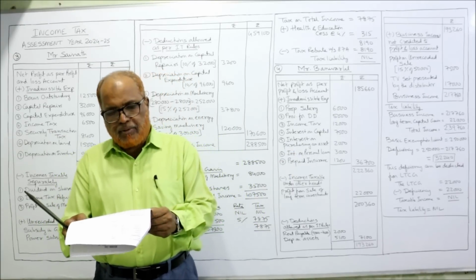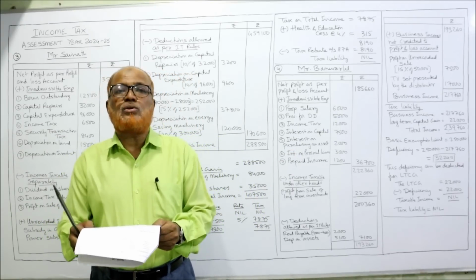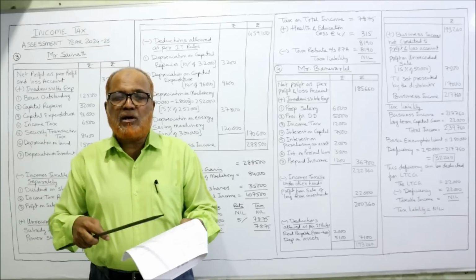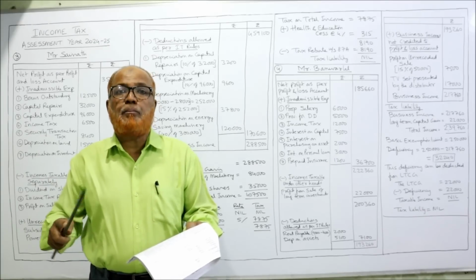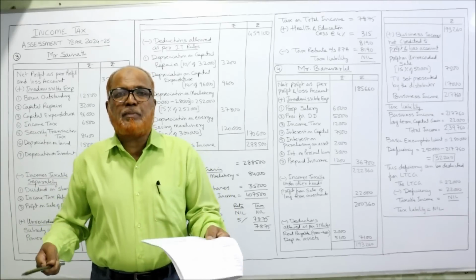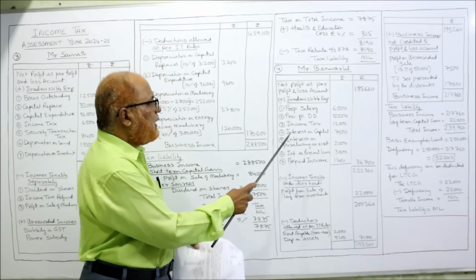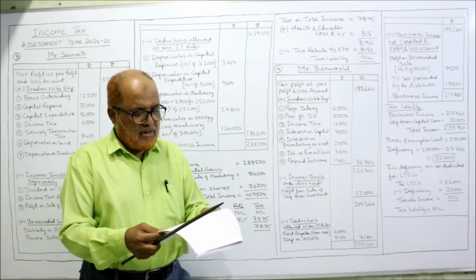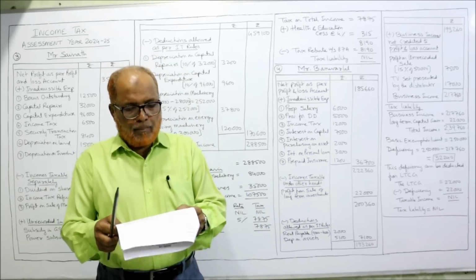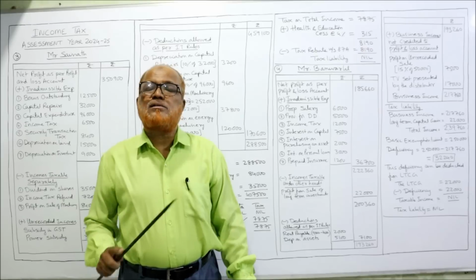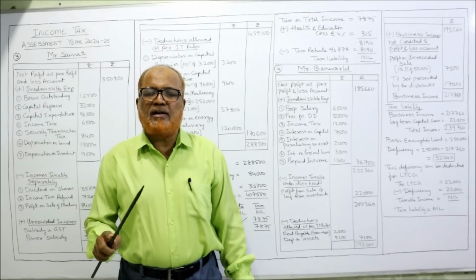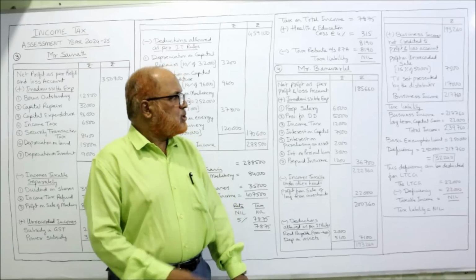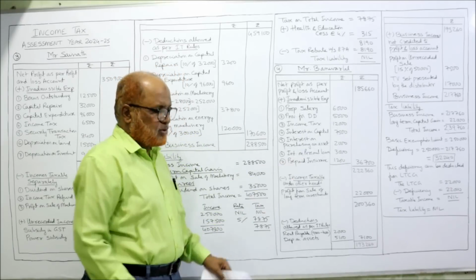General insurance premium is 4,200, but just now in the adjustment it is given that 1,200 is prepaid, advance paid, so it is disallowed. So prepaid insurance, you can see here, 1,200. Then bad debts are allowed, but provision for doubtful debts is specifically disallowed by the Income Tax Act. So provision for doubtful debts, 5,000.